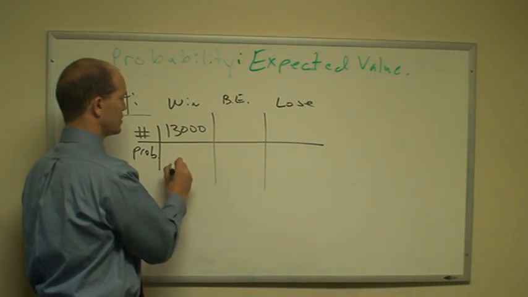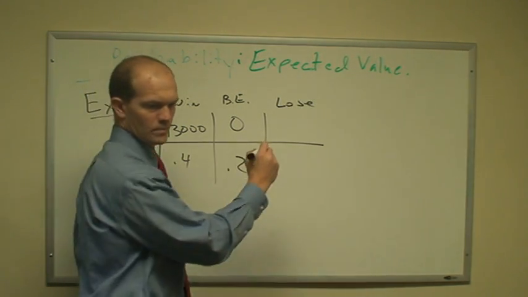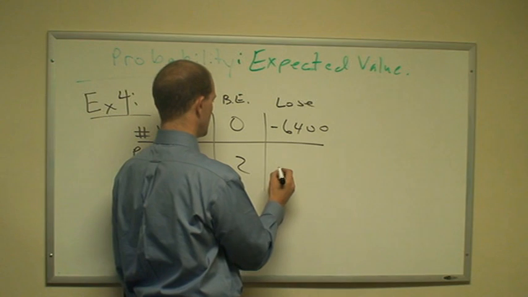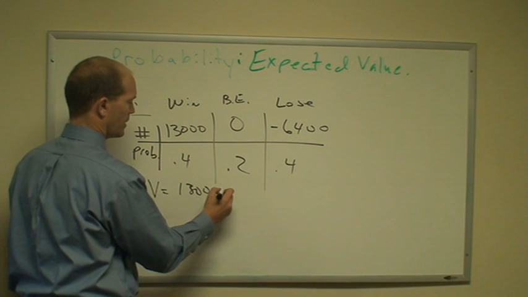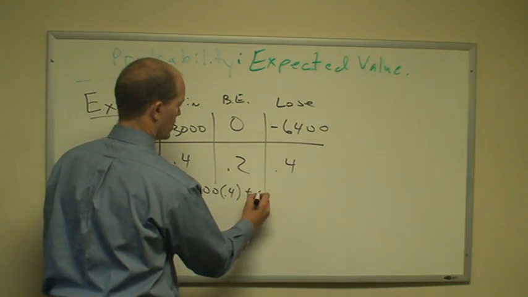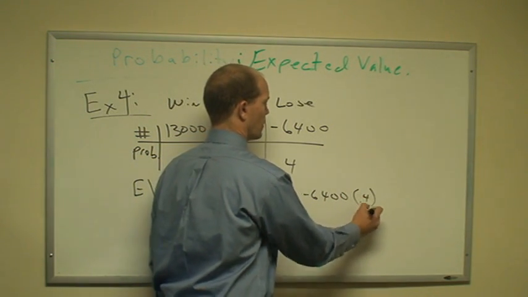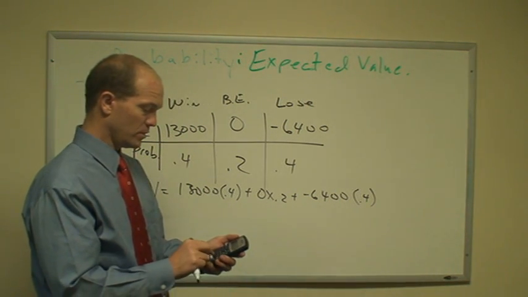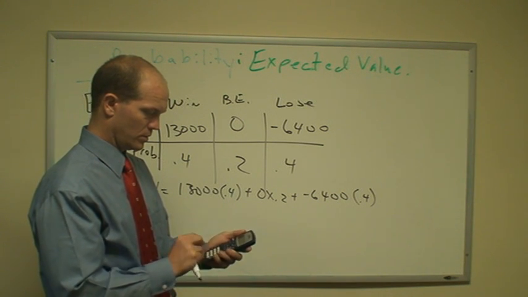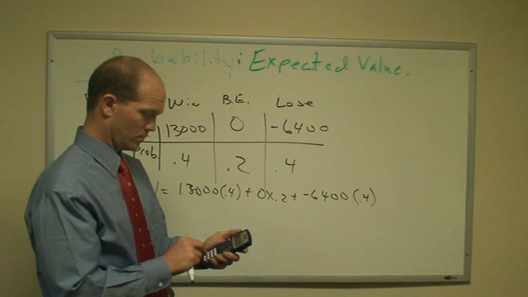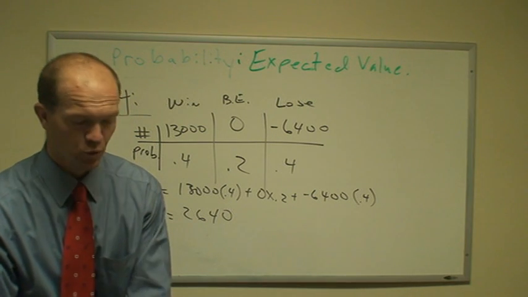If they make money, they're going to make $13,000 with a 0.4 probability. Breaking even means they make zero. And losing $6,400 is losing $6,400. The expected value here, or the expectation, would be 13,000 times 0.4 plus 0 times 0.2, which you really don't have to put in your calculator, plus a negative 6,400 times 0.4. Working that out, I get 2640. So that's one way these sorts of problems can be worded.